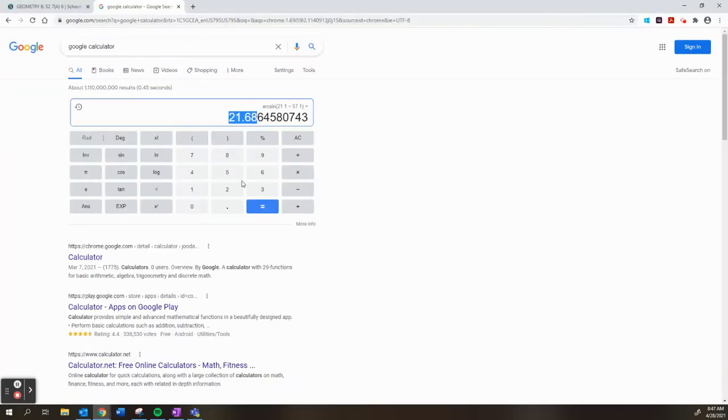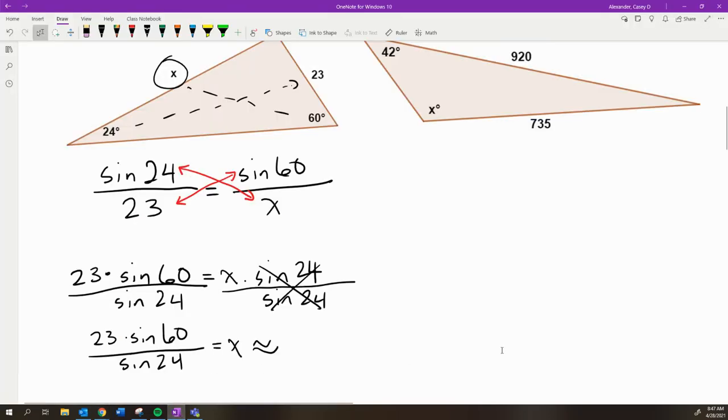So let's do that. It was 23 times the sine of 60. I'll just hit enter. And then I need to divide that by the sine of 24 degrees. And so we get this number 48.97. It's really close to 49, but we'll just say 48.97. And so I'm going to note that here, 48.97, and that's my answer.